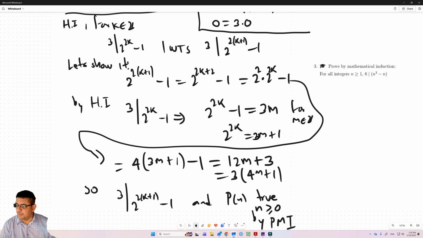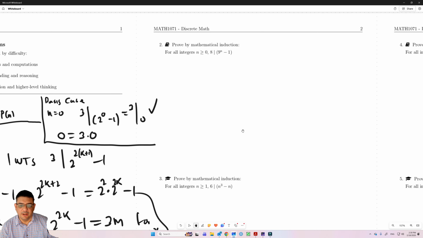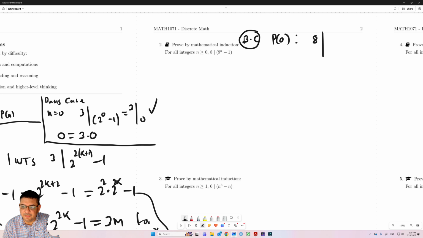All right, so let's move to the next question. We're going to get something similar, and all these strategies are going to be very similar. Notice that now we change the numbers, but the strategy is pretty much the same. Here we have 8 divides 9 to the n minus 1. So it is very similar from the start. The base case, P of 0, is essentially saying that 8 divides 9 to the 0 minus 1. 9 to the 0 is 1, so this is just 8 divides 0.